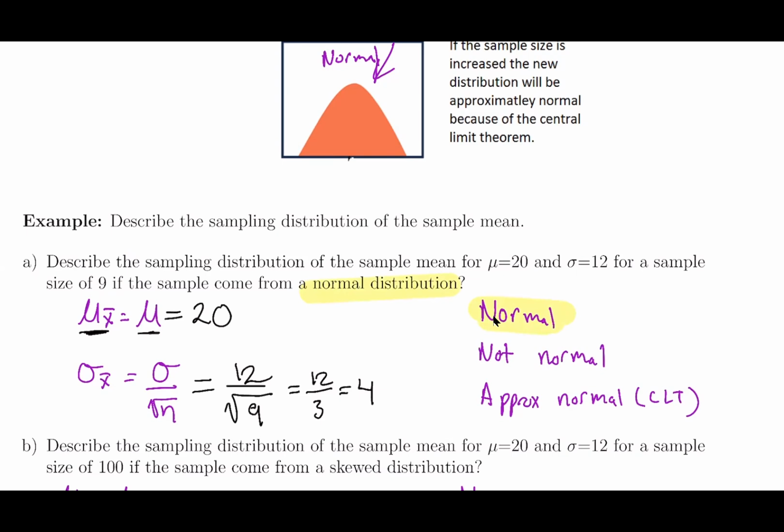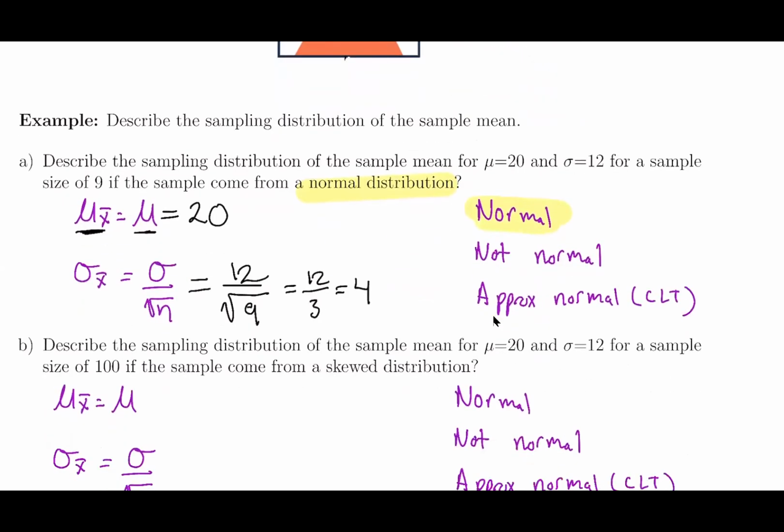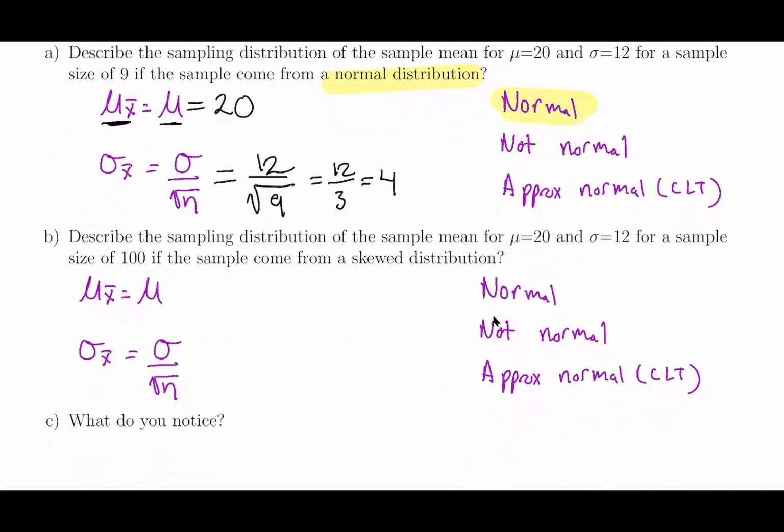All right, let's do part B. For part B, it says describe the sampling distribution of the sample mean for mu is equal to 20 and sigma is equal to 12 for a sample size of 100 if the sample comes from a skewed distribution. All right, so let's do mu of x bar. Mu of x bar is equal to mu, and mu is equal to what? 20. Yeah, 20.